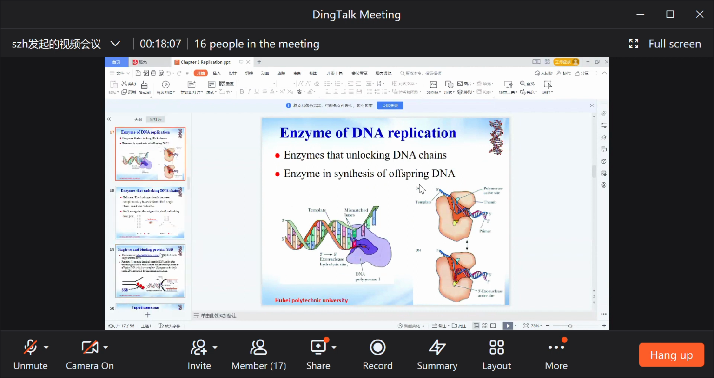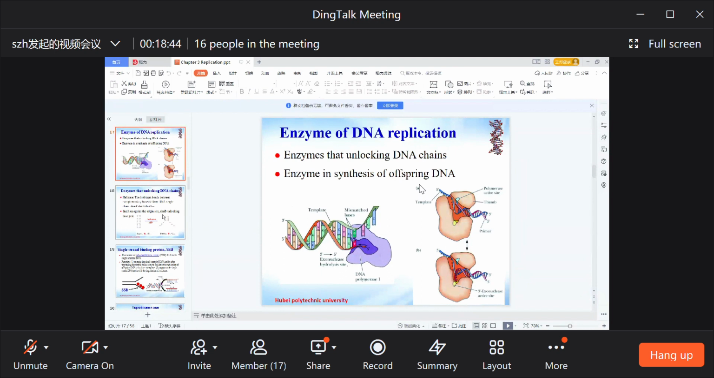And another thing, last time I introduced the enzymes related to DNA replication. Several enzymes take part in it, destroying the double helix structure and forming the single strand that acts as a template.